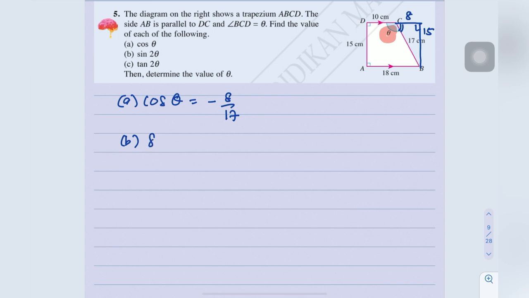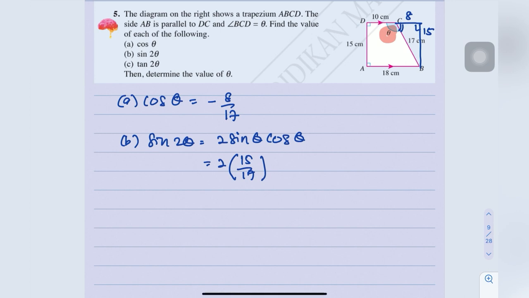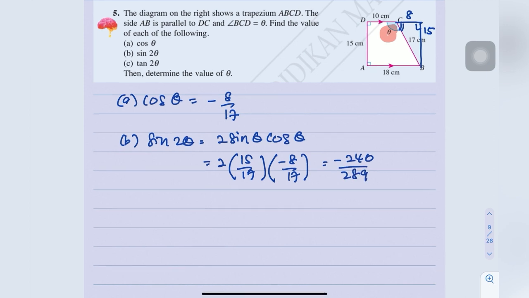B, sine 2 theta. Using the double angle formula for sine, sine 2 theta is 2 sine theta cos theta, equals 2 times sine, which is 15 over 17. Sine in quadrant 2, obtuse, is positive. Then cos theta, same as from A, is negative 8 over 17. So the answer is negative 240 over 289.